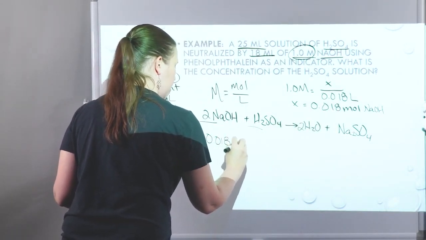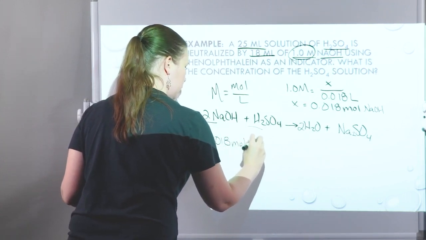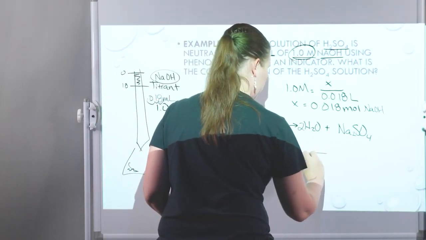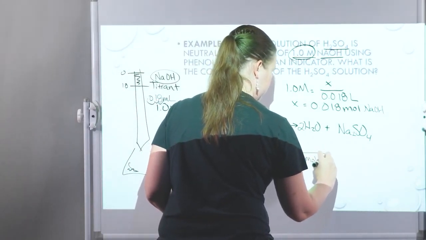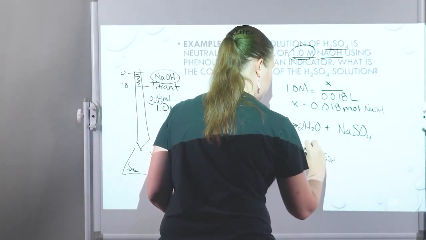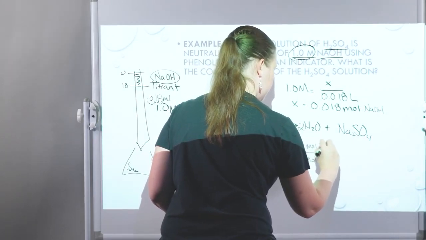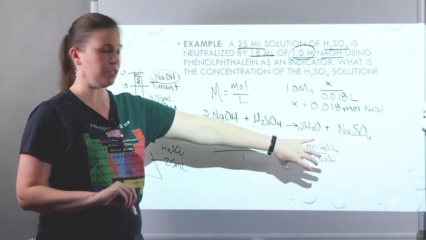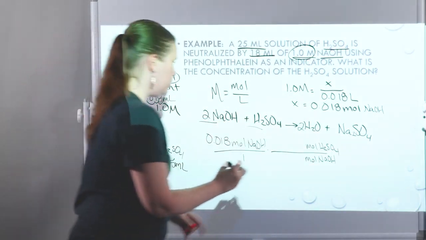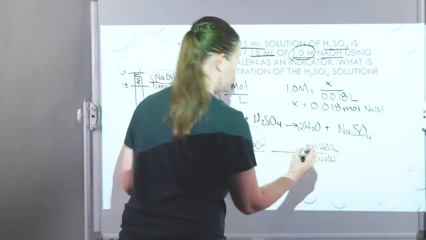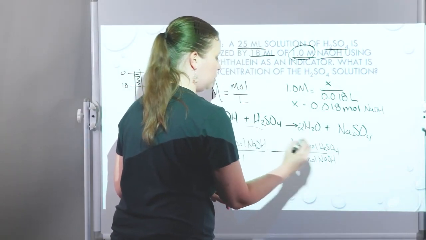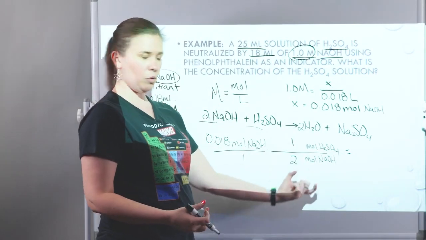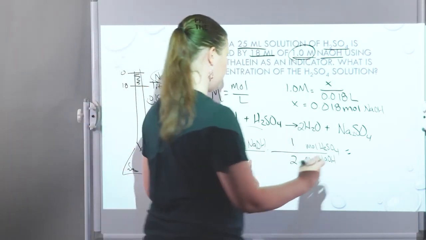0.018 moles of NaOH. Put that over 1 and then put moles of the sodium hydroxide on the bottom. And we're going to convert to moles of the sulfuric acid. So where do the numbers come from in a mole ratio? Balanced equation. So the sodium hydroxide, there were 2 moles, whereas the sulfuric acid, only 1 mole.